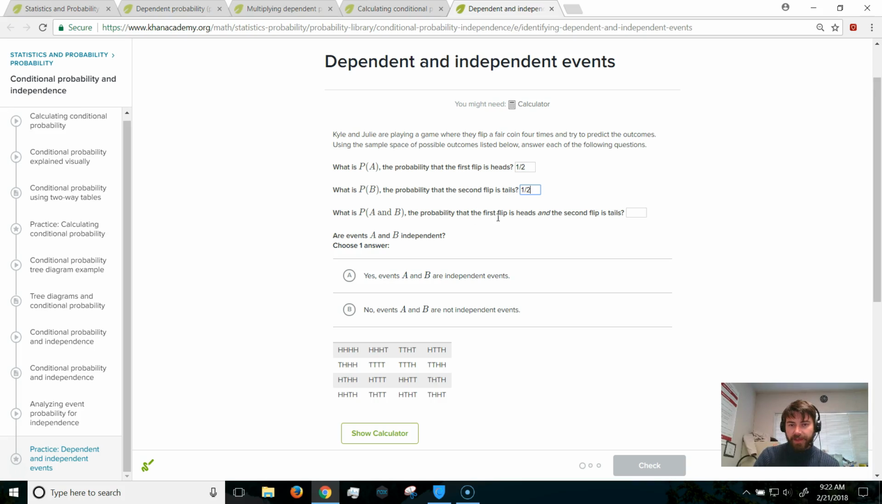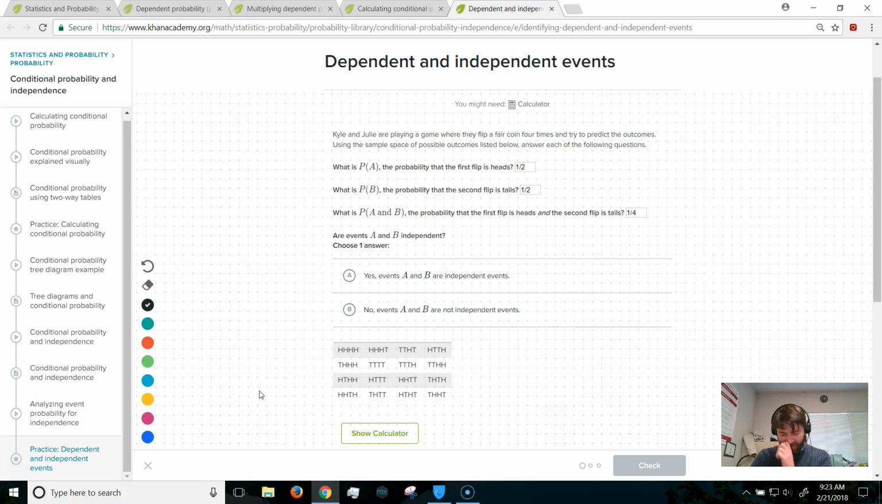So what is the probability of A and B? The probability the first flip is heads and the second flip is tails. You just multiply these together, so it'd be 1/4. But you can see that down here. Let's look at heads and tails, and I'm going to circle them. Heads and tails right here: the first one's a head, the second flips a tails. Head, tails. Head, tails. Head, tails. Those are all the head, tails, and that's out of 16. So 4 out of 16 is 1/4. It says, are these independent events? Yes, they are, because flipping a head the first time does not affect flipping a tail the second time.